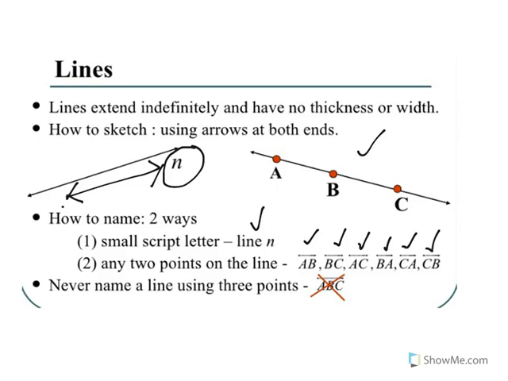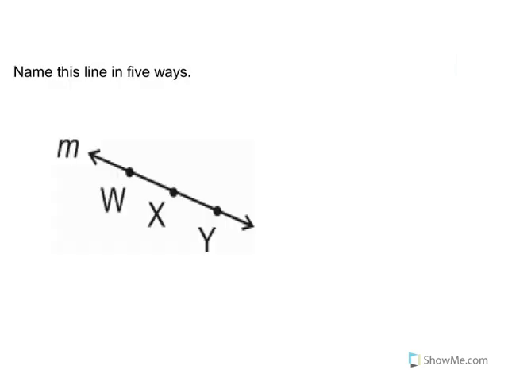We need two points to name a line, and when you name your line, make sure that you have the arrow on top. For example, we call this line AC, and make sure that you draw the two arrows. And never name a line using three points. Okay, here is an example. I want you to name this line in five ways.